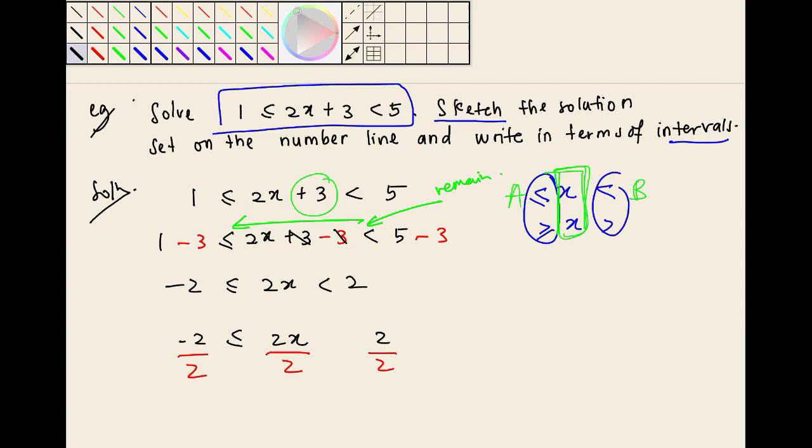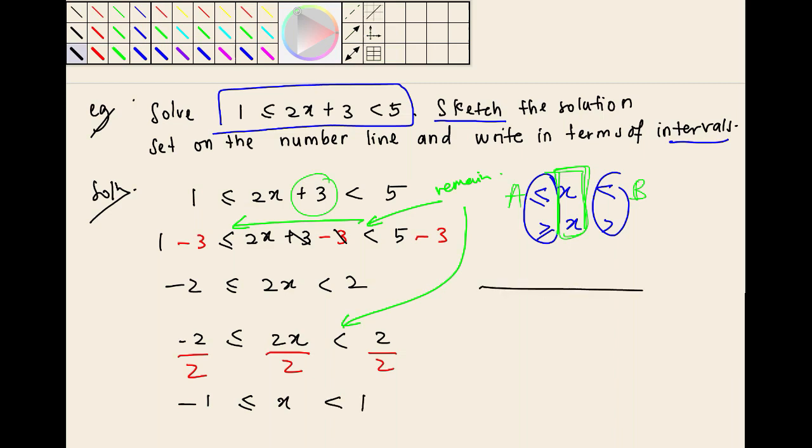Now how about the direction? Okay, are we dividing with a positive or negative number? Positive number. So that is rule number 2, it does not change direction. It only changes direction if you multiply or divide with a negative number. So this does not change direction. Okay, they remain the same. So now solve for this, you get negative 1 is less than or equal to x is less than 1. So we're not done yet, we have to sketch.